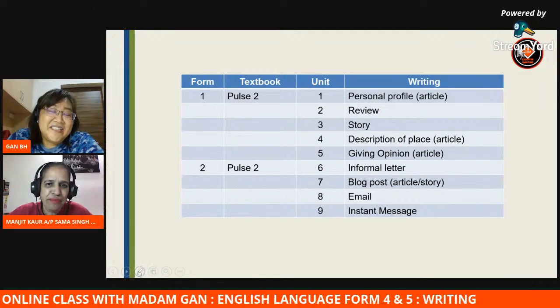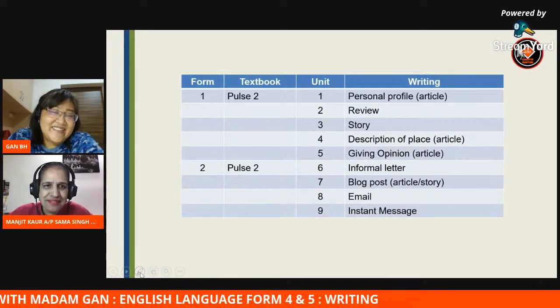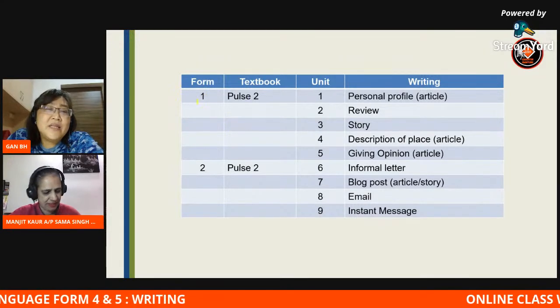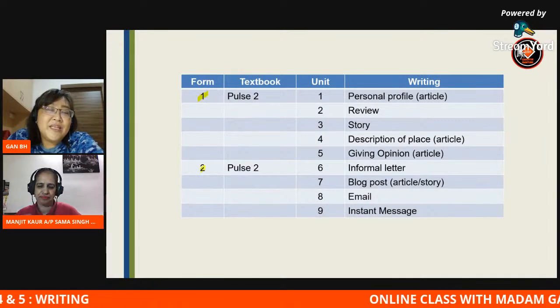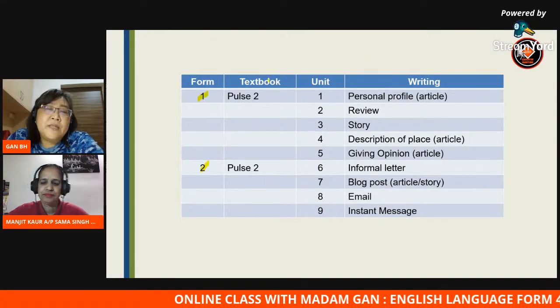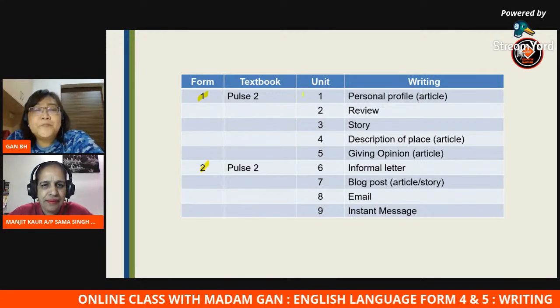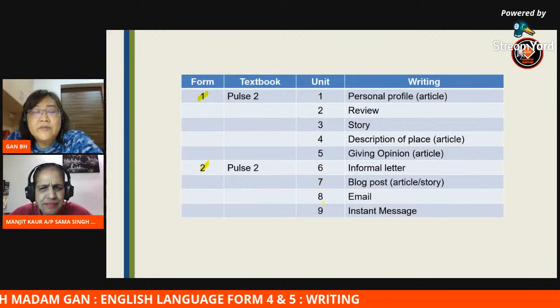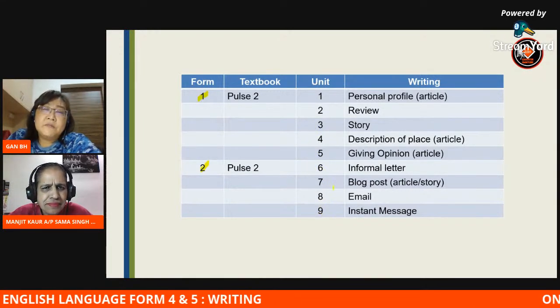Surely this year we'll be having the PT3 exam. Yes, you're correct. So if you look at your textbook, the summary of the textbook, you have Form 1 and Form 2, right? So we are using the same textbook, Past 2. So Past 2 is used for Form 1 and Form 2. So you have Unit 1, 2, 3, 4, 5, 6, 7, 8, and 9. So there are 9 units or topics.